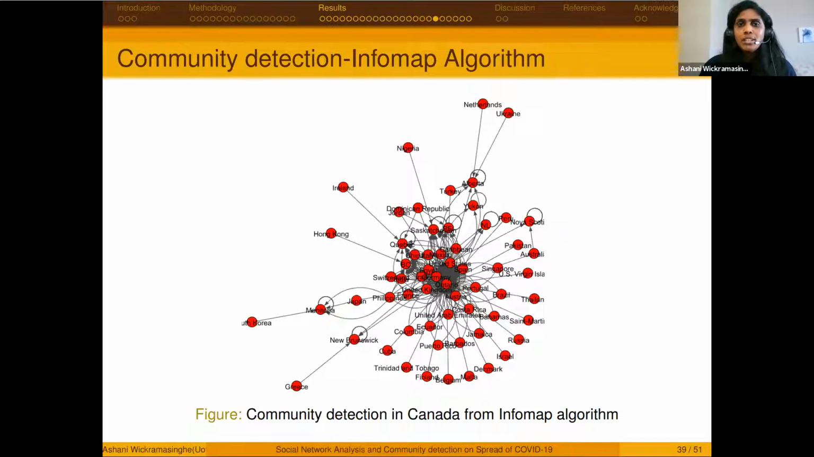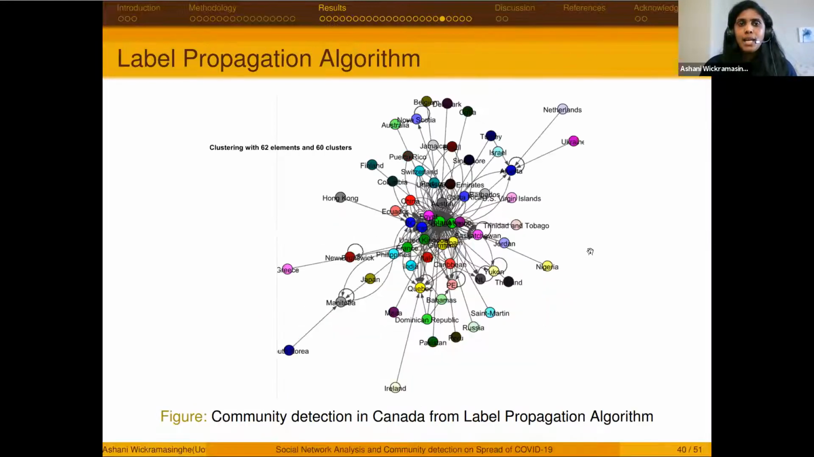And here you can see the InfoMap results, and it shows all the nodes in one single community. In contrast, the label propagation method shows all the nodes in their own communities, except only 2 communities which have 2 nodes. Here we have 62 nodes and 60 clusters.